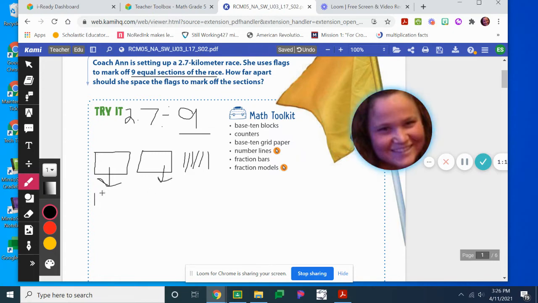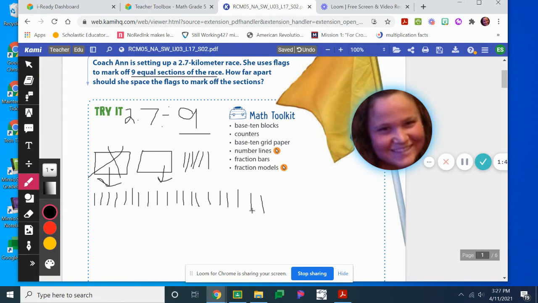So I'm going to need to go 1, 2, 3, 4, 5, 6, 7, 8, 9, 10. So that one's done. And I'm going to need to go 1, 2, 3, 4, 5, 6, 7, 8, 9, 10. So I've got 7 up here, and I've got 20 down here. So it says divide 27 tenths into 9 equal groups.